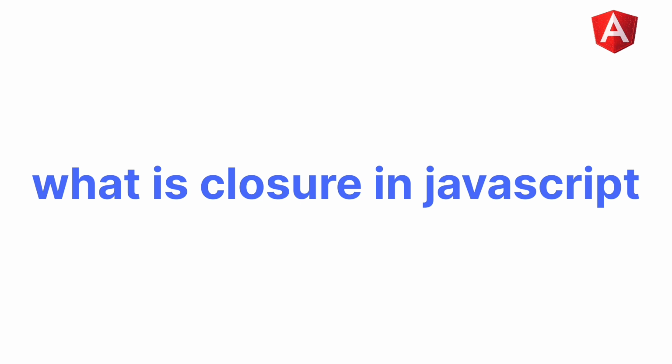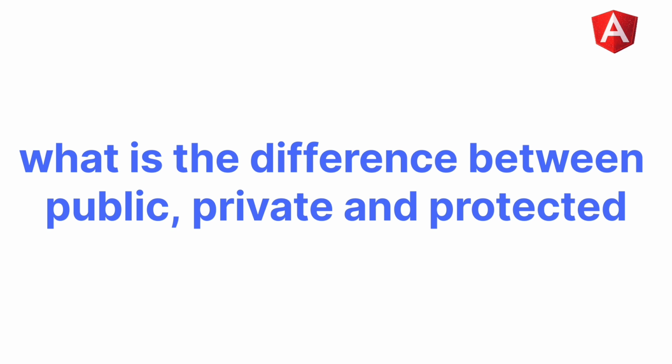Okay, so what is the difference between public, private, protected? Yeah, public is like, in Angular, if I'm doing a public function, this can be accessed from any place. Private is like, only in this particular class it can be accessed.